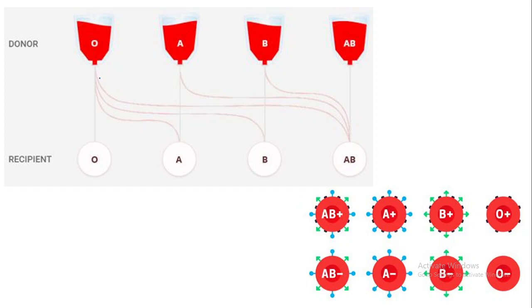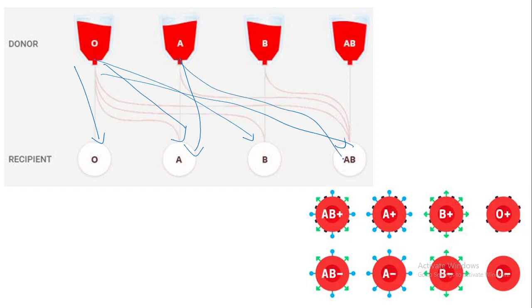An O person can donate blood to anybody: to a person with O, to a person with A blood group, to a person with B, and to a person with AB. A person with A can give blood only to A and AB, not to O nor to B. A person with B can give blood to B and AB. A person with AB can give blood only to AB.